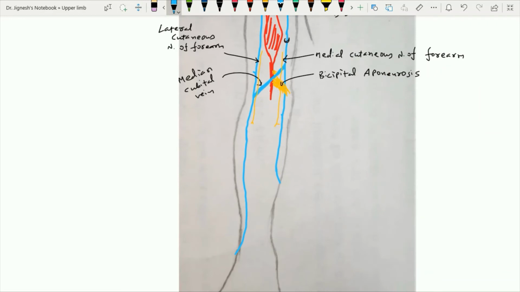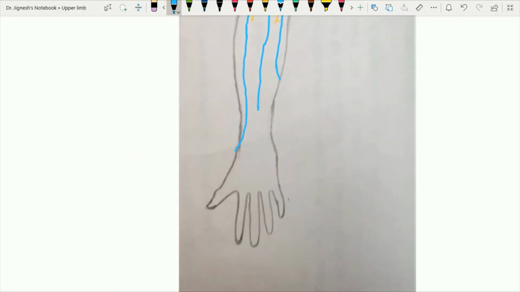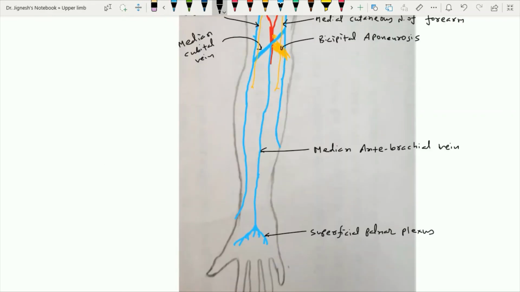Sometimes this median cubital vein gets a tributary, the median antebrachial vein, which drains the blood from the palmar aspect of the hand, and it is actually the direct continuation of the superficial palmar plexus. This median antebrachial vein drains the superficial aspect of the anterior forearm, and drains directly into the median cubital vein, or into the basilic vein, or it may bifurcate to drain into the cephalic vein as well as the basilic vein.